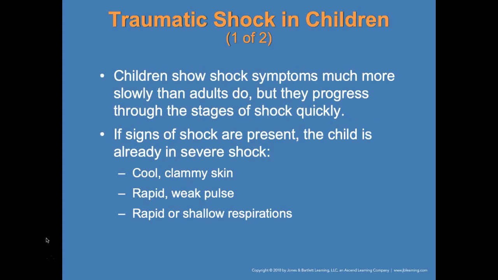Our children, like I've said a few times already, are going to show shock symptoms much more slowly than adults, but they're going to progress. Once they do start showing, they're going to progress through the stages of shock very quickly. If signs of shock are present, the child is already in severe shock. So that's cool, clammy skin, rapid, weak pulse, rapid or shallow respirations.